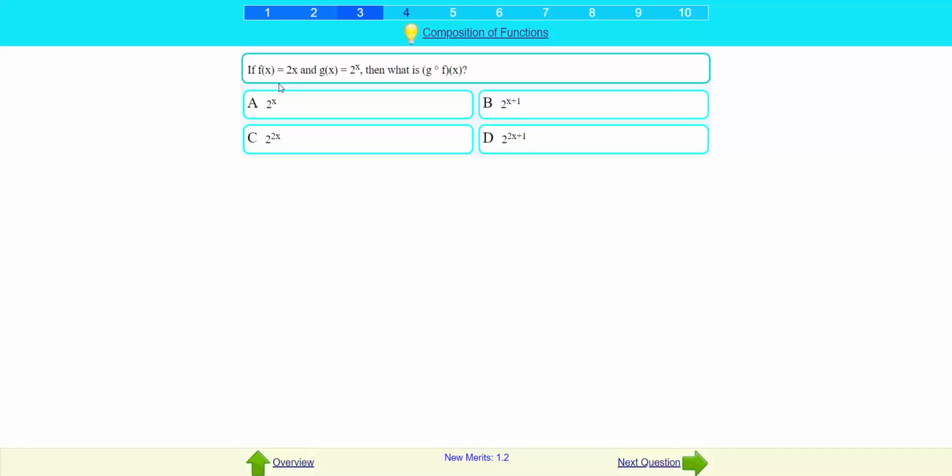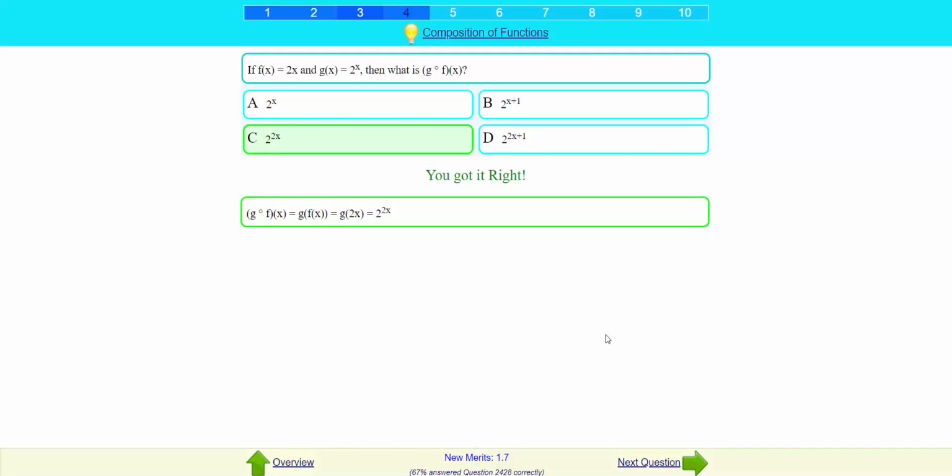So if f of x equals 2 to the power of x, it's the same equation flipped. So this should be rather easy because you start off with f of x to the power of x, and then you apply. So it's 2 multiplied by 2 to the power of x. No, it's 2 to the power of 2x.